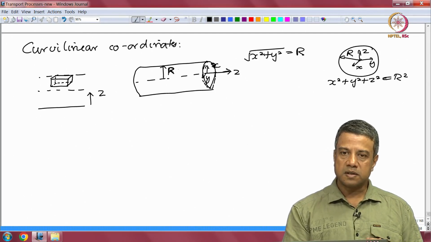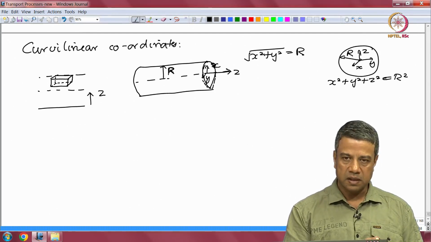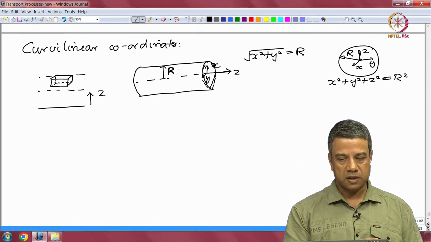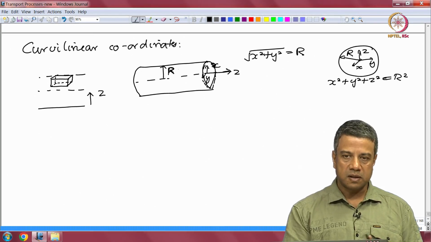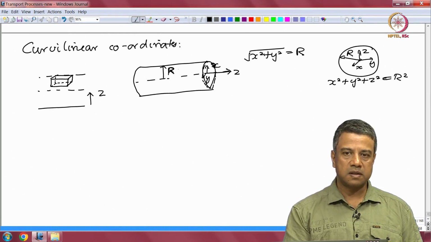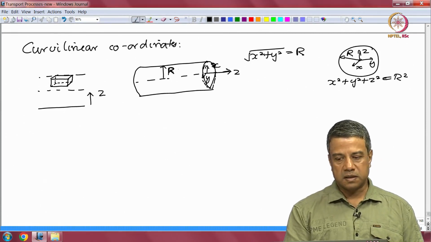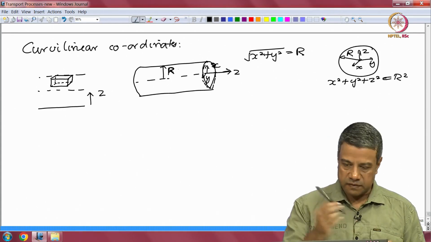The other option is to use a coordinate system in which the boundary is a surface of constant coordinate. Those are called curvilinear coordinate systems, because the surface of constant coordinate is a curved surface. It is no longer a planar surface, but rather the surface of constant coordinate is a curved surface.